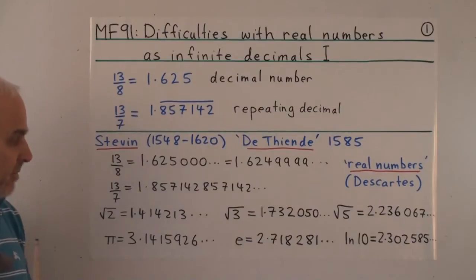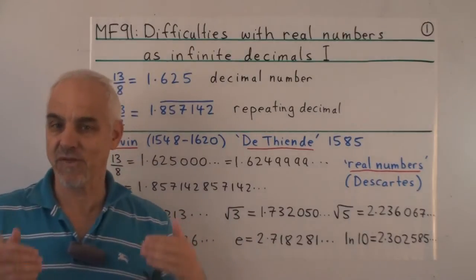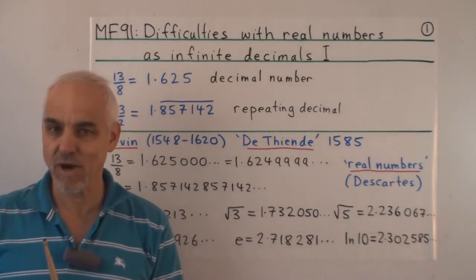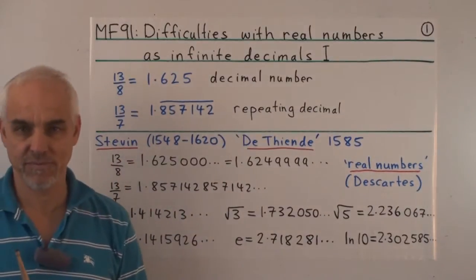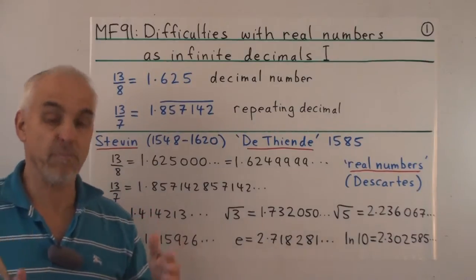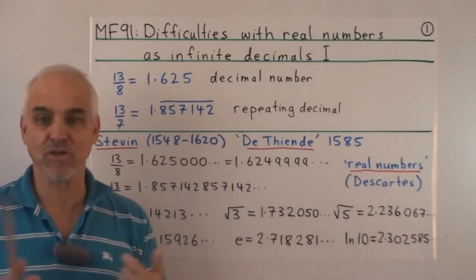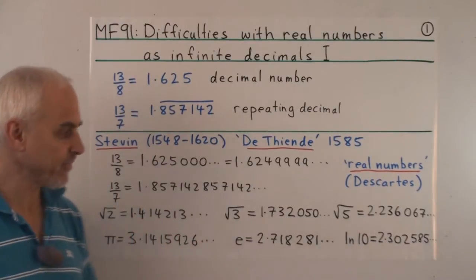So Steven said, look, all we have to do is do arithmetic with these decimals, basically in the sense of the Hindu-Arabic way of multiplying and adding, and then we can dispense with fractions. So he was a very practically minded person. He actually wanted to empower ordinary people to do arithmetic with a wider range of numbers.